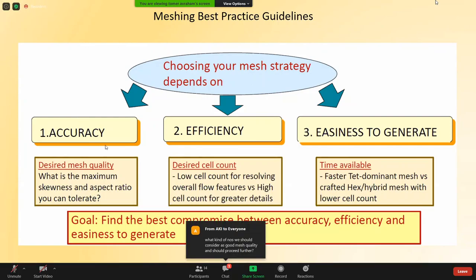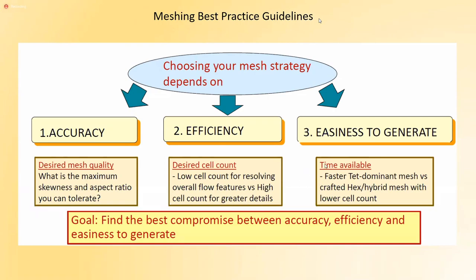Accuracy, efficiency, desired cell count, low cell count. Low cell count for resolving overall features versus high cell count for greater details. That's of course right. I don't think there's anyone here who will disagree. CFD resources can always get out of hand, even with Reynolds-averaged Navier-Stokes.